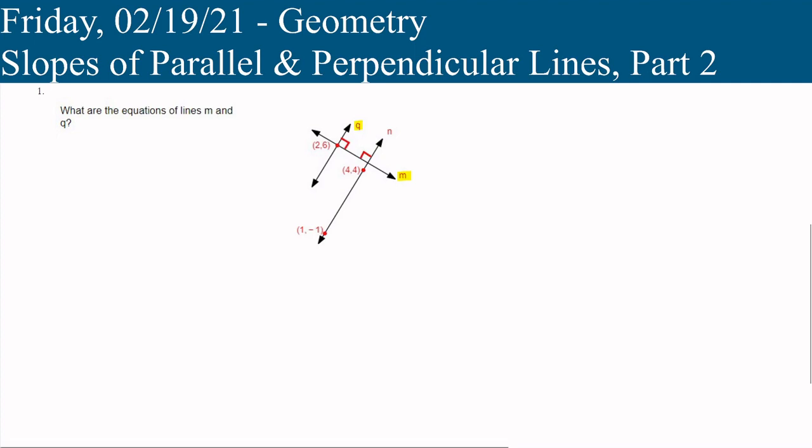Here are some givens. Line N is perpendicular. See this little 90 degrees right here? Because it is 90 degrees, it is perpendicular to line M. Line Q is also perpendicular to line M. So we can observe that N is parallel to Q.